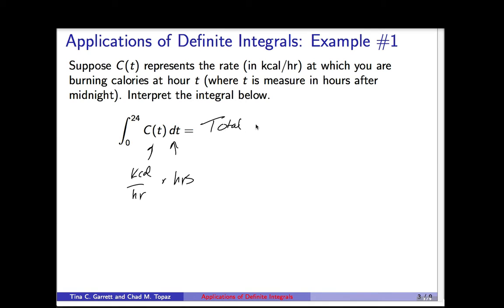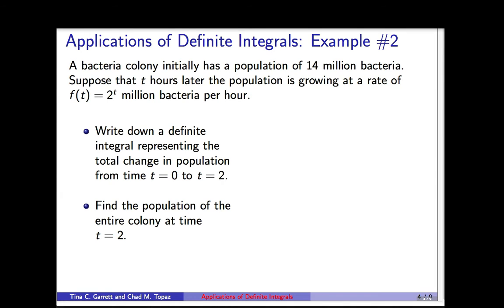So total change in kilocalories over the time period, over time 0 to 24. So you might have burned 2,000 calories in that 24-hour time period, and integrating the rate at which you burn calories will help you figure that out. All right, so that's just a straightforward application of the definition of integrating a rate of change in terms of total change, but let's do something a little more complicated.